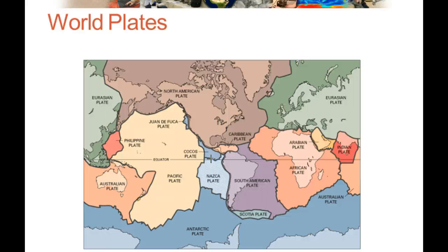Each type of interaction causes a characteristic set of Earth structures, otherwise known as tectonic features. Write that in your notes. Also write that the word tectonic refers to the deforming or changing the shape of the crust.